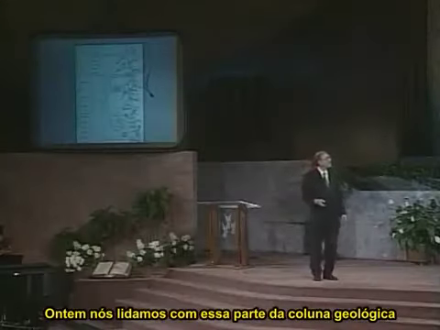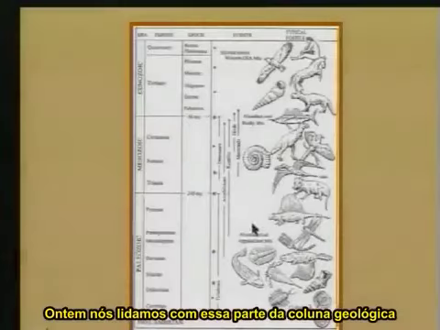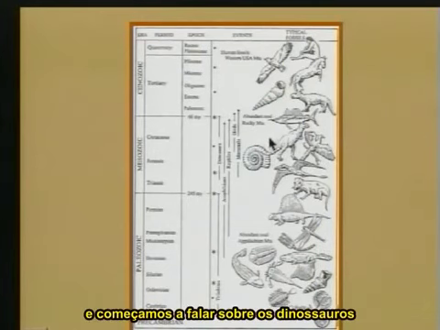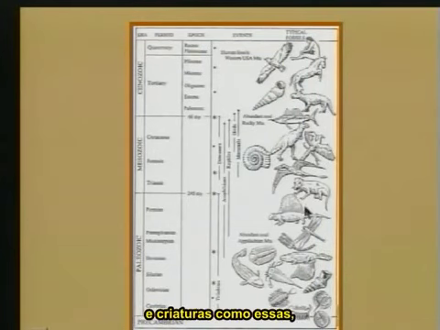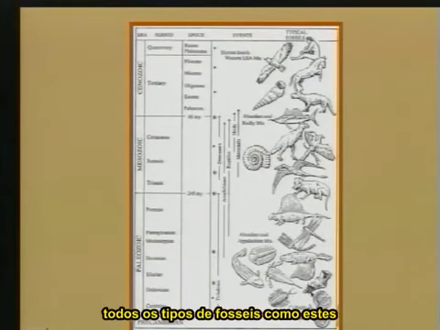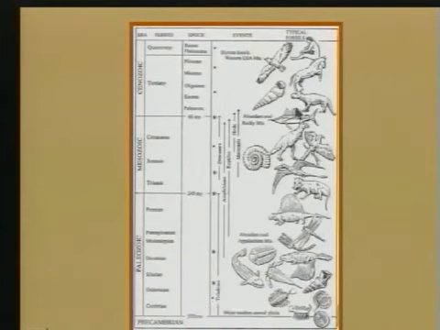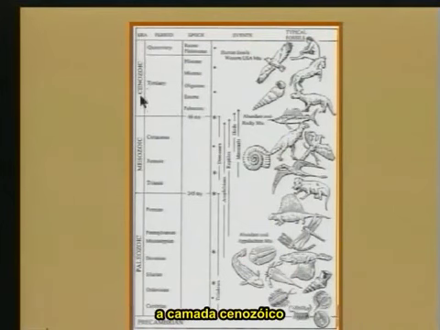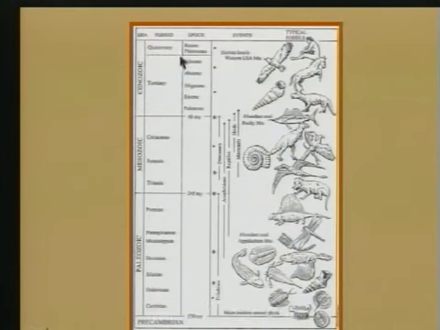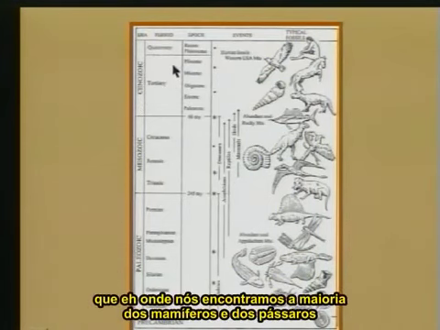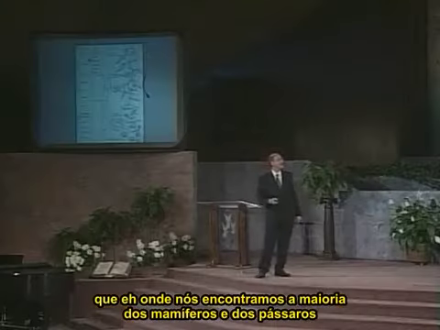So yesterday we dealt with this part of the geological column where you have most of these fossils, and we started talking about dinosaurs and creatures like this, and I showed you insects and fish and trees and all kinds of fossils like that. Today I'm going to talk about these top layers, the Cenozoic layers, and we're talking about the Tertiary and the Quaternary. That's where we find most of the mammals and the birds.